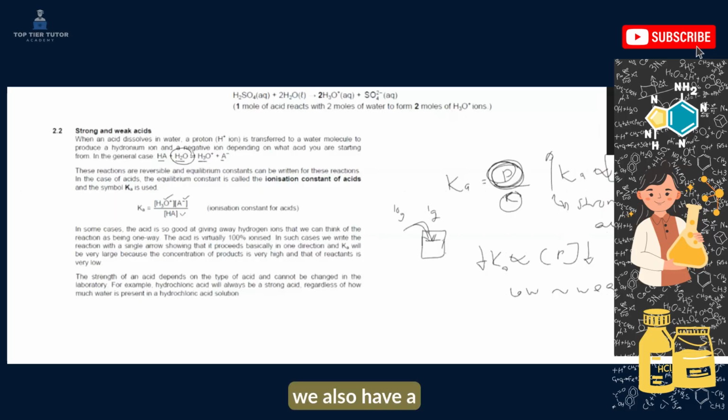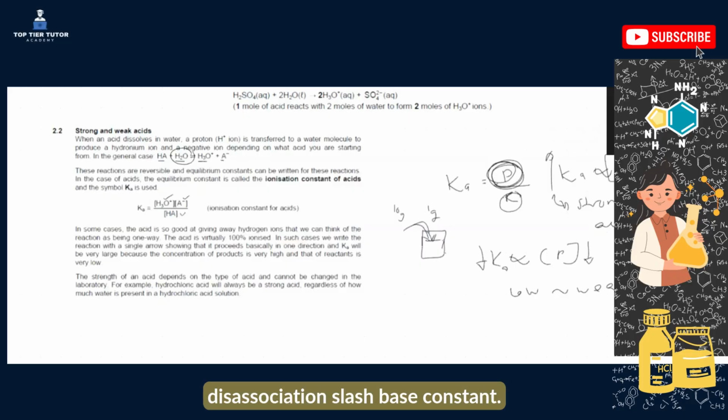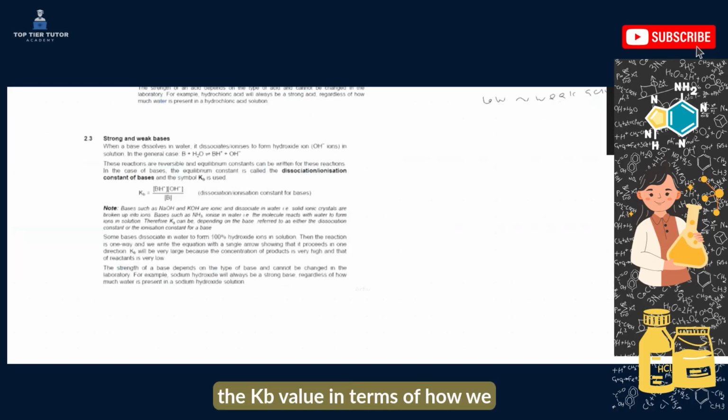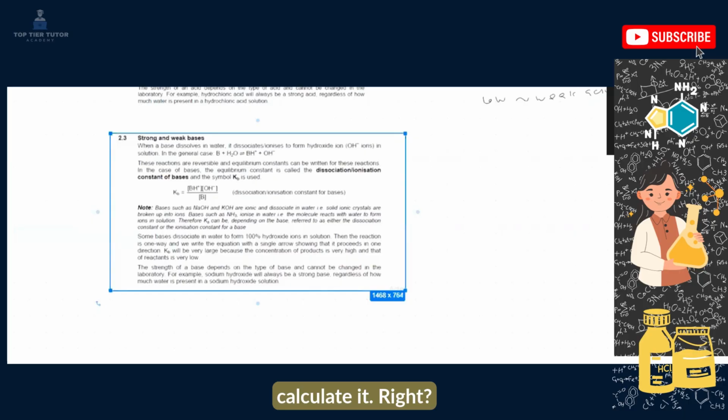and a high Ka value tells us that this is then a strong acid. So we also have a similar thing for Kb. Or in this case, let's say for our base. For our base, we have what we call the dissociation or base constant. So let's go ahead and take a look at that. The Ka value is similar to the Kb value in terms of how we calculate it, right?